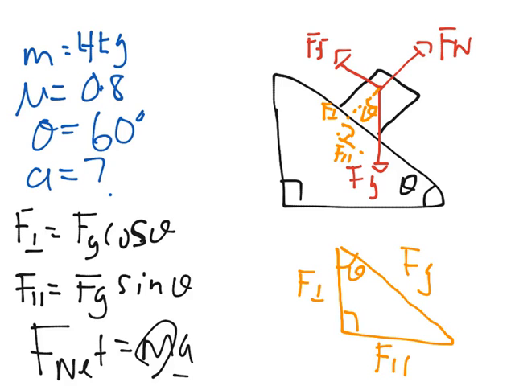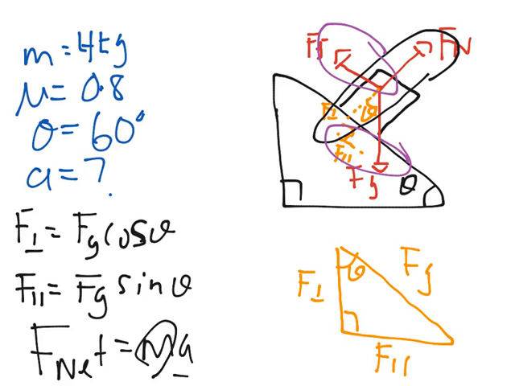So we know that Fn and F perpendicular, so these forces here, have to equal each other, but they're in opposite directions. And that is because the box doesn't fly off the surface and it doesn't fall through the surface. And then we know that F net has to equal the sum of F parallel and the force of friction. So we have that F net is equal to force of friction plus F parallel.